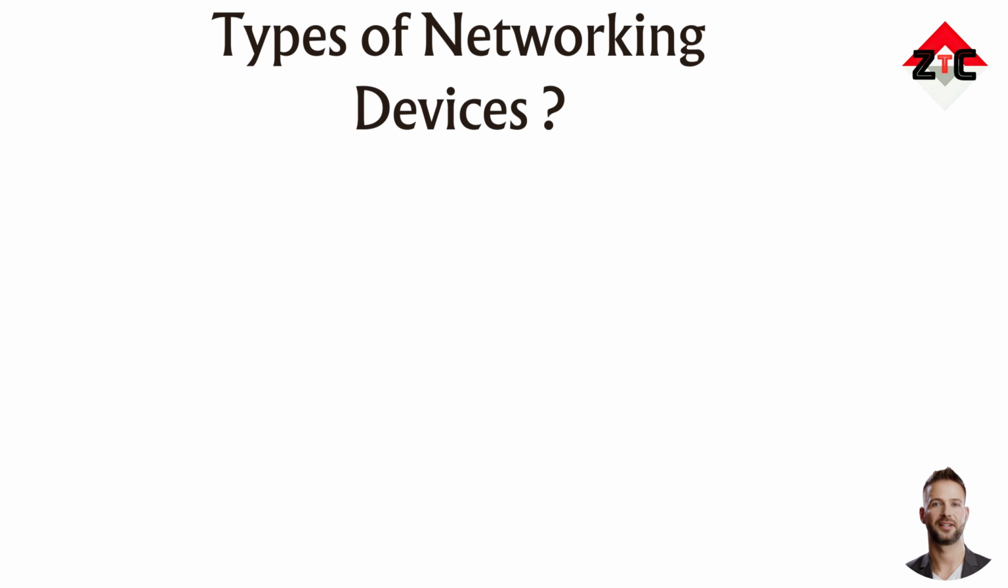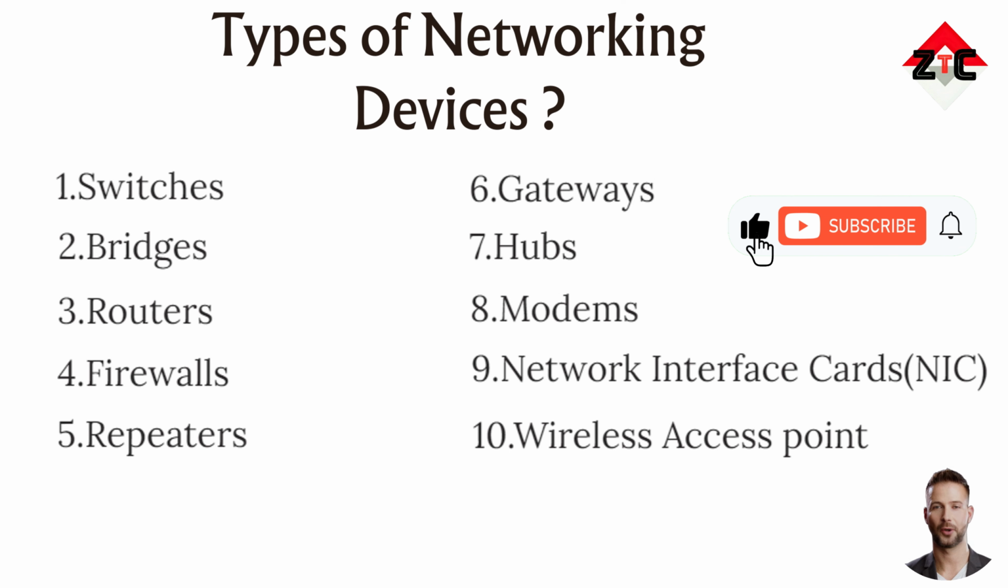Types of network devices. Networking devices come in various types, each serving specific functions within a computer network. Here are some common types of networking devices: switches, bridges, routers, firewalls, repeaters, gateways, hubs, modems, network interface cards (NIC), wireless access point. What is a switch?